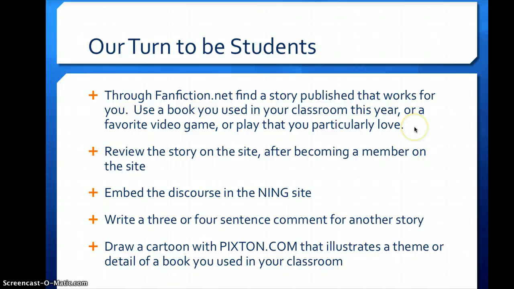Next would be the professional development attendees trying out being the students. So we would have them, through FanfictionNet, find a story published that works for you. Use a book you used in classroom this year, or a favorite video game or play that you particularly love, or maybe that one book from your childhood that broke your heart and you really wanted to have a different ending. Review the story on the site on fanfiction.net.